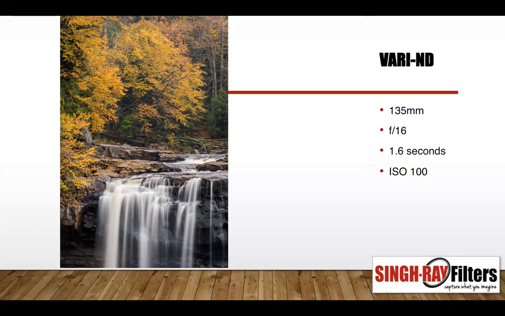Once again, if you look at the settings, f16, ISO 100, you'll find that almost every image I have in there is at those settings. And then when I'm putting the variable ND on, I'm just tweaking the filter a little bit, adjusting the density, whether it's less or more, to get the shutter speed I want.